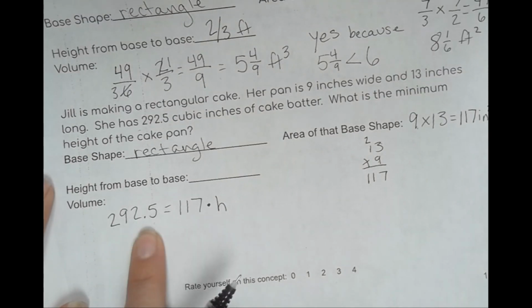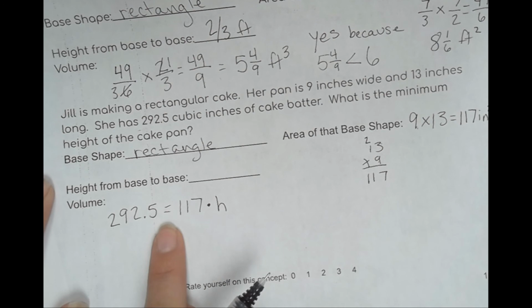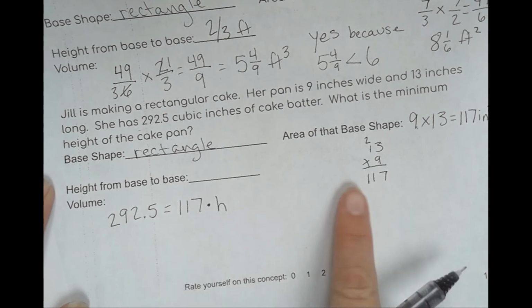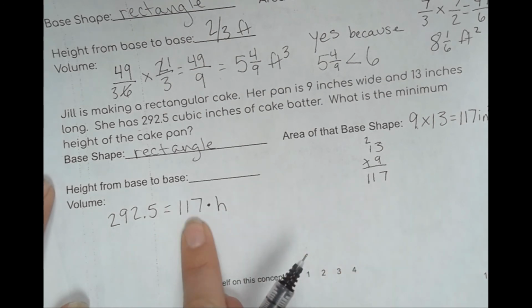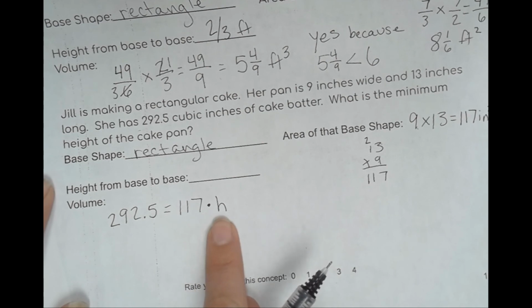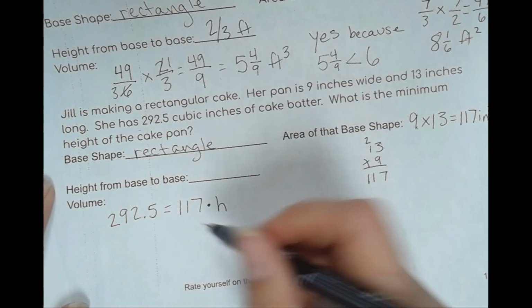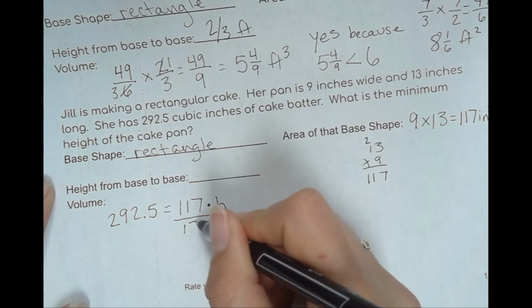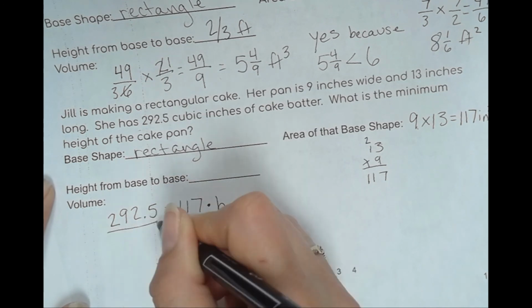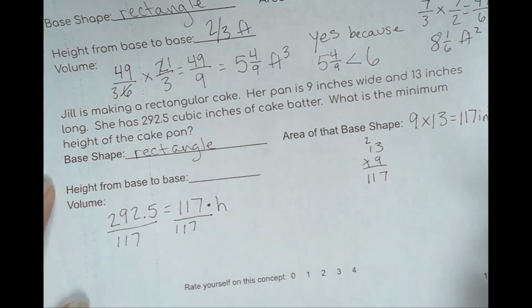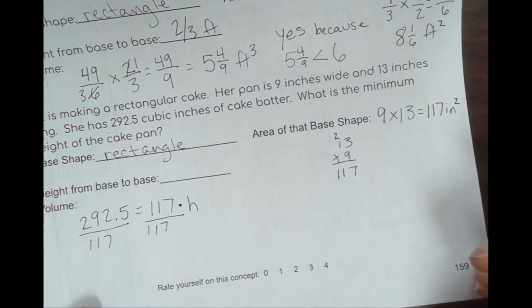So volume was this, is equal to the area of the base shape, which is where we got 117 from, times the height from base to base. So we're trying to figure out how tall the pan is to fit the cake batter. So how can I undo this and figure it out? Well, this is timesing. So to undo timesing, I can divide. So if I divide by 117, I'm guessing 2 or 2.5.